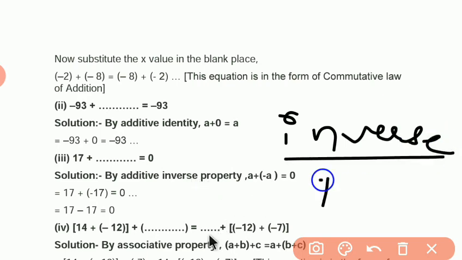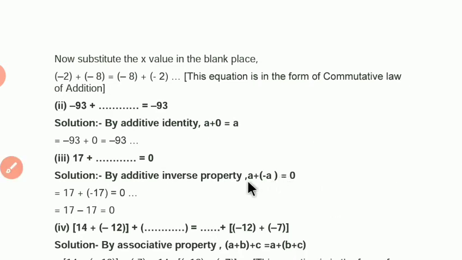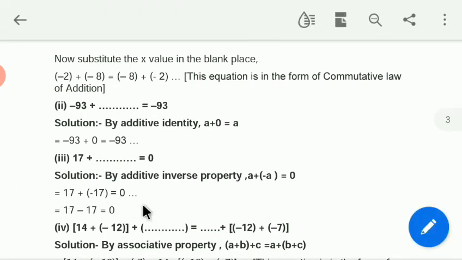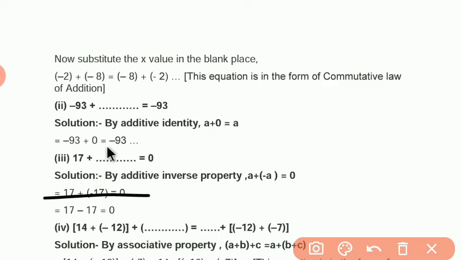The additive inverse property means a + (-a) is equal to 0. Here a means 17, and the inverse of 17 means -17. If we add -17 to 17, we'll get the answer 0. So 17 - 17 is 0. So in this blank space, the answer will be -17. And this is the additive inverse property.